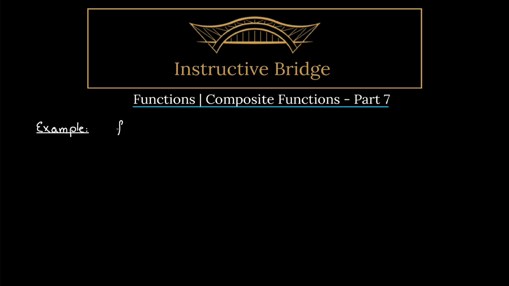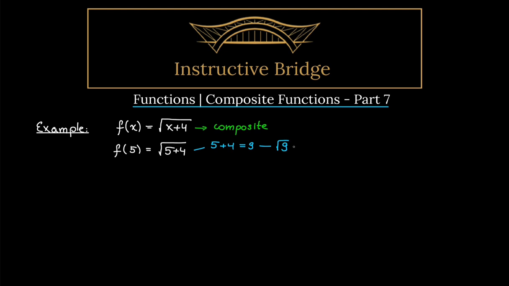Let's consider a radical function given by f of x is equal to the square root of x plus 4. This is a composite function, but why? Let's say I want to find the value of f of 5. That means x is equal to 5. What we get is the square root of 5 plus 4. The first step we would have to take is to calculate 5 plus 4, which is equal to 9. After that, the second step would be to take the square root of 9, where we get 3.